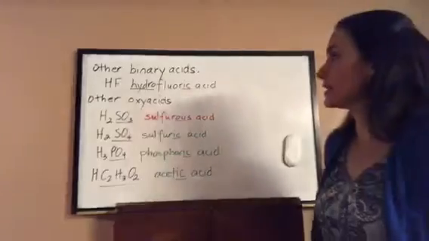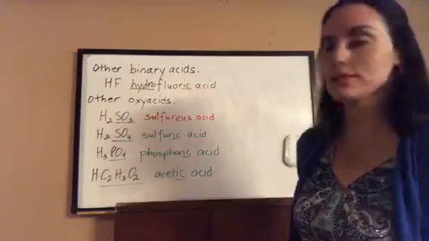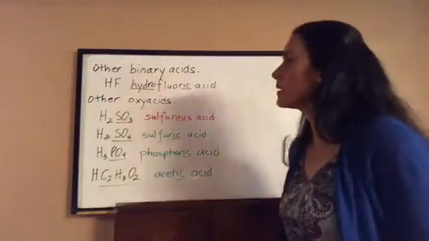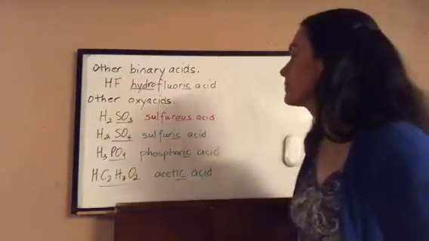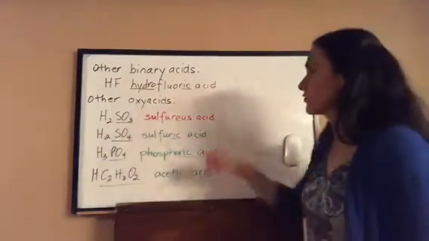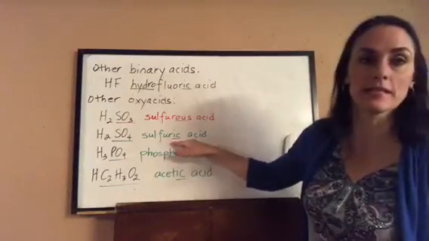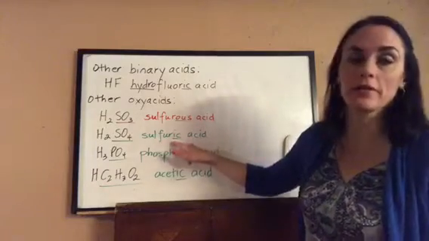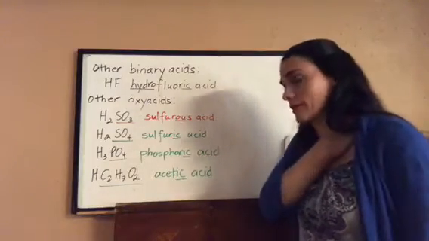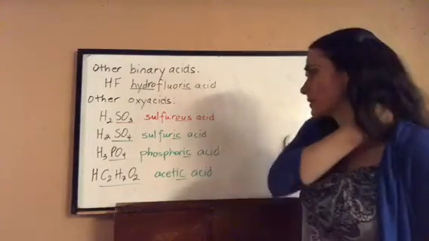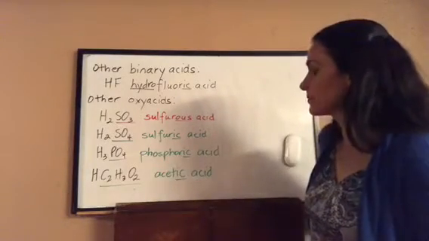Some other common acids. Binary acids, I mentioned hydrofluoric acid. Hydrofluoric acid is used to etch glass. It's a binary acid consisting of hydrogen and the fluoride ion. Some other common oxyacids, sulfurous acid and sulfuric acid. Sulfuric acid is the acid that is in batteries, whether it's a car battery or some of your small batteries for electronics, like your AA and AAA batteries, but definitely your car batteries have sulfuric acid in there.